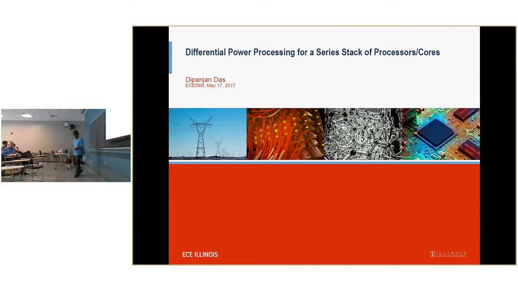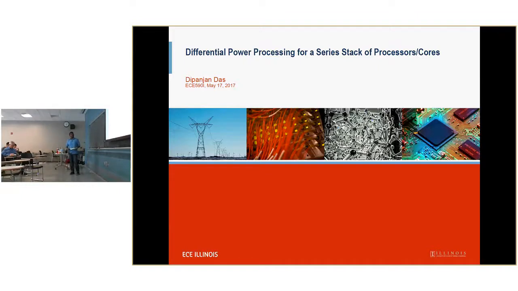So my talk today is going to be on differential power processing for a CD stack of processors or processor cores, whichever one. They're both similar. We have heard a lot of talks on differential power processing mainly from NVIDIA these days and from ETHA. My work is slightly different from Enver's because he has been working on this on the server side, and my work is going to be on the processors or CD stacking of processors.